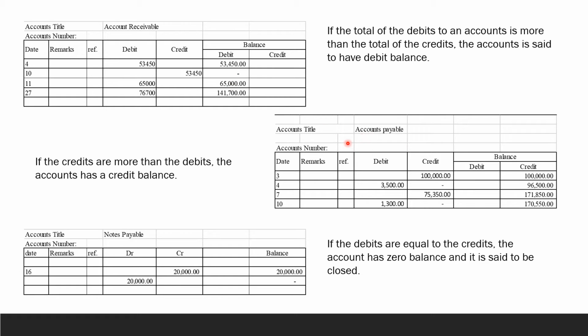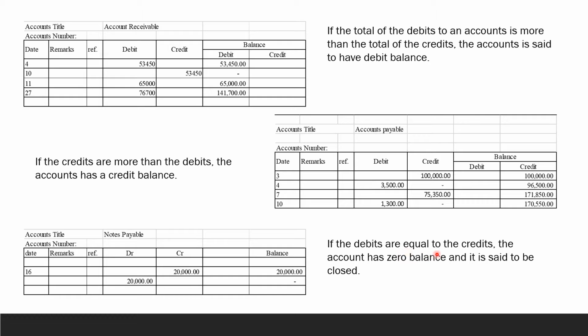The second ledger naman, makikita natin yung tinatawag natin accounts payable if the credits are more than the debits. So, ito naman ay kabaligtaran noong ledger ng account receivable. The account has a credit balance. So, itong 170,550, ang tawag dito is credit balance of the accounts payable, wherein mas malaki yung total noong credit kaysa doon sa total ng debit.